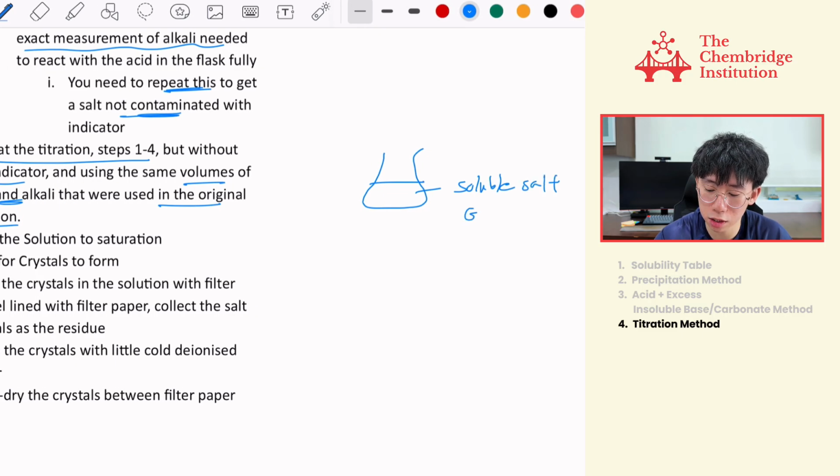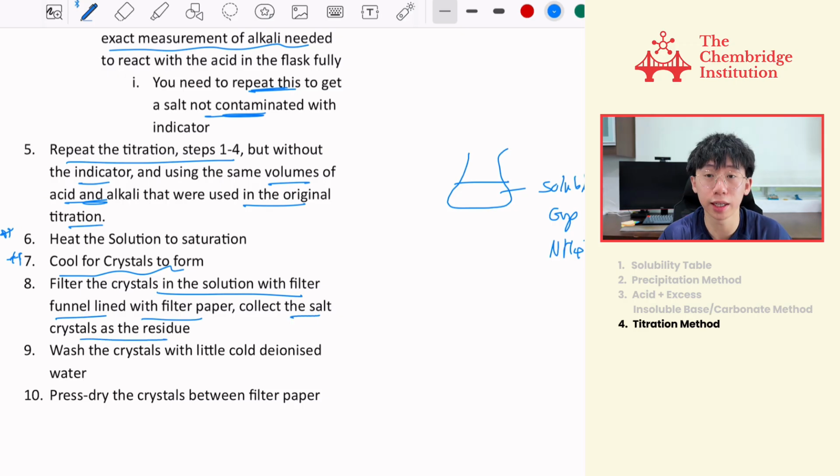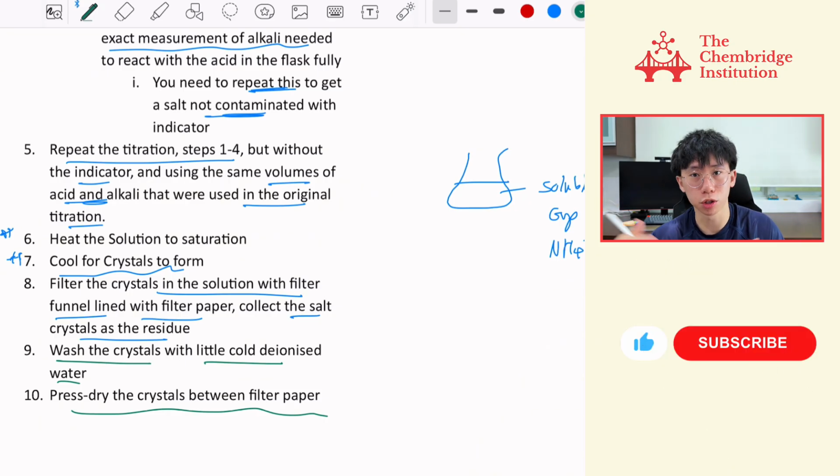The soluble salt that is group 1 salt, or ammonium salt. When we have this, then we can just do our crystallization procedure. So we will heat the solution to saturation, we will cool for crystals to form, and then we will filter the crystals in the solution with filter paper, and then you will collect the salt crystals as the residue. And then don't forget, just like just now, when we have the crystals, we still have to wash the crystals with little cold deionized water, and then we press dry the crystals between pieces of filter paper. And that is how we get our dry solid crystals of our soluble group 1 ammonium salt.